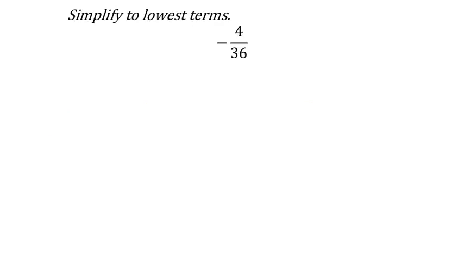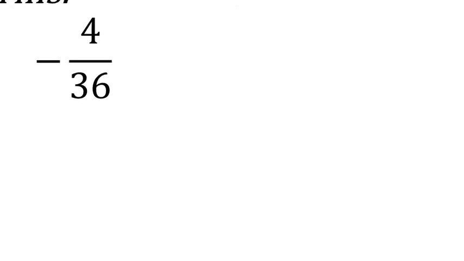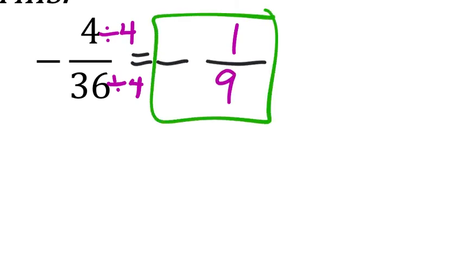So simplify to lowest terms, no problem. I see that 4 and 36, by simplifying this fraction, by the way, it's not going to change the sign. Still negative. But 4 and 36, they're both divisible by 4. So you could have divided by 2 and then 2 again. Of course, you could have just used the calculator. But 4 divided by 4 in the numerator is 1. 36 divided by 4 is 9. We get a negative 1/9.